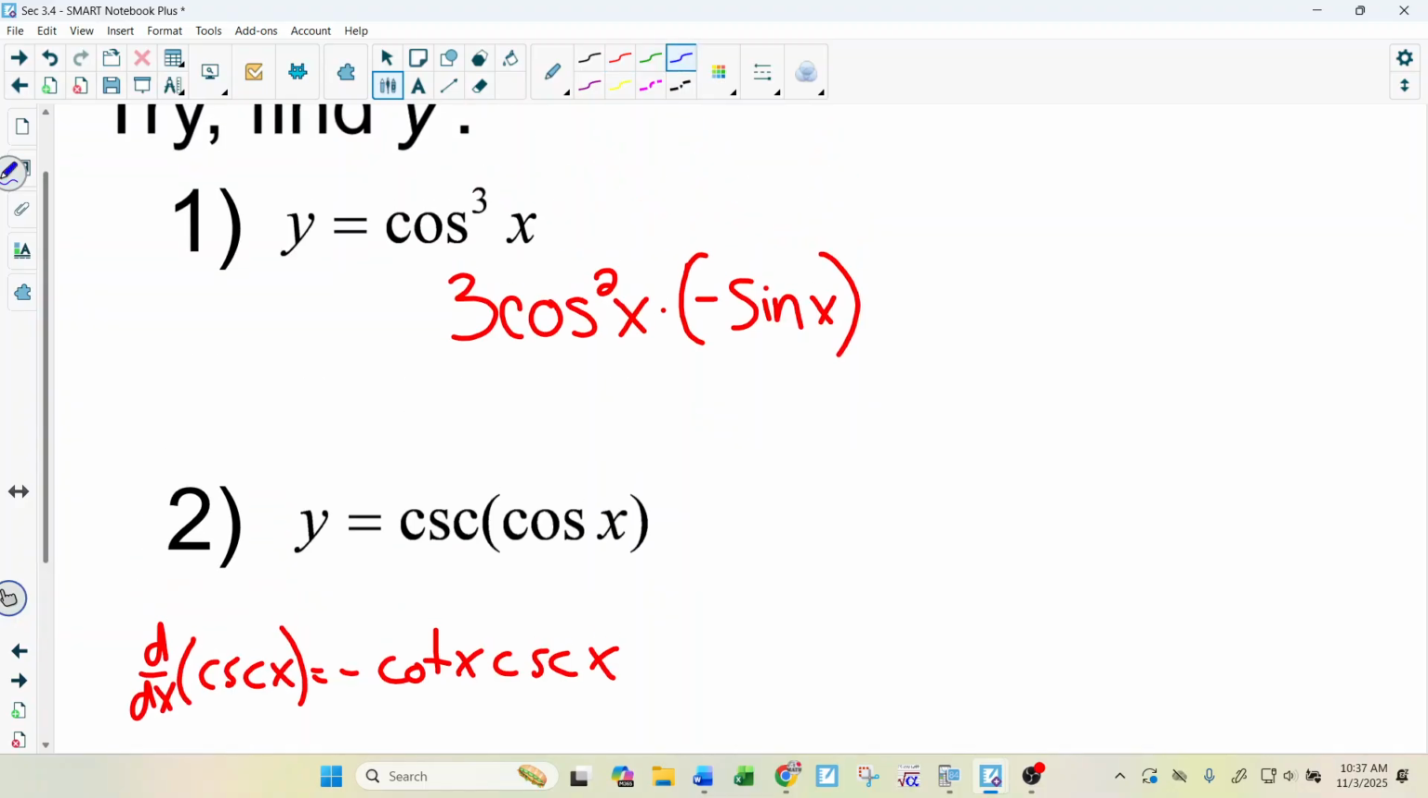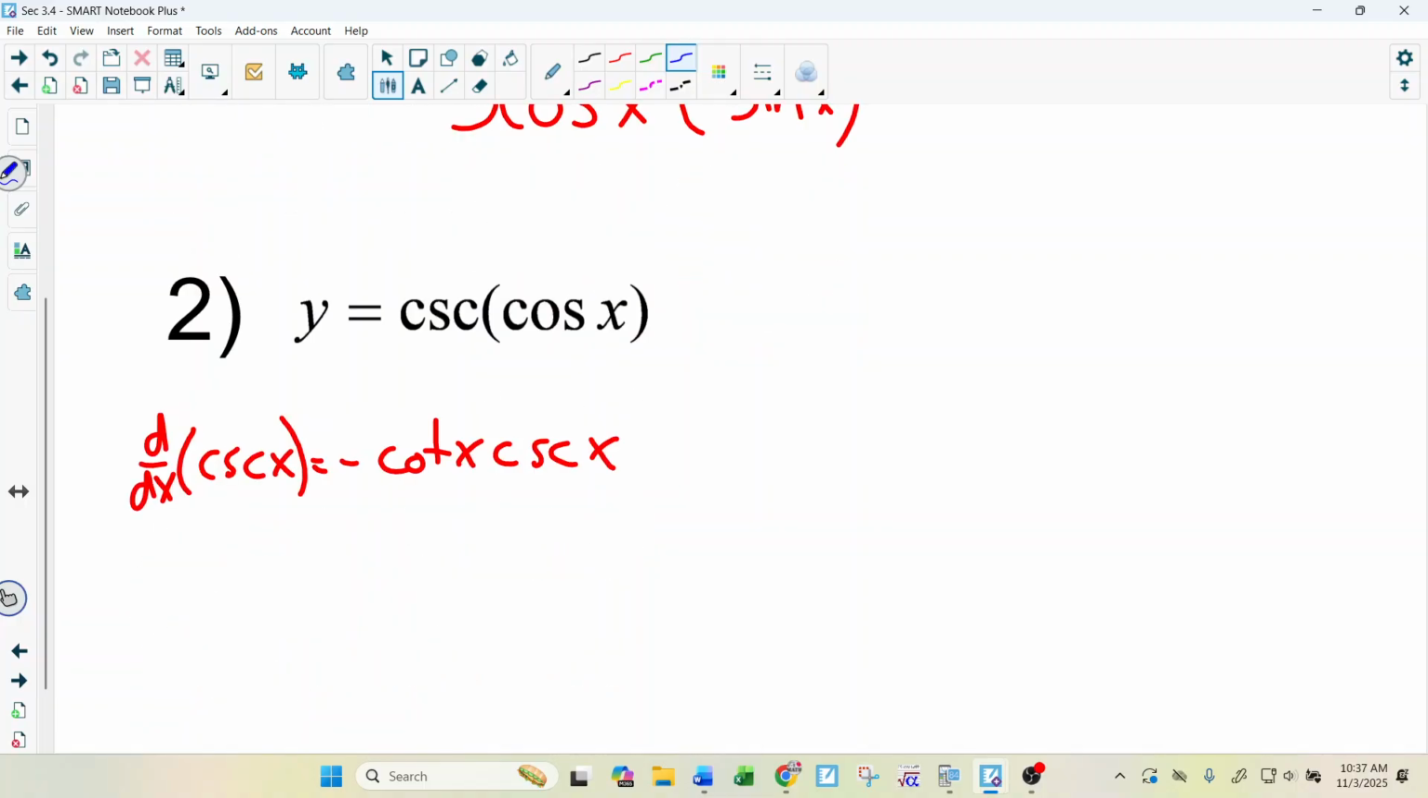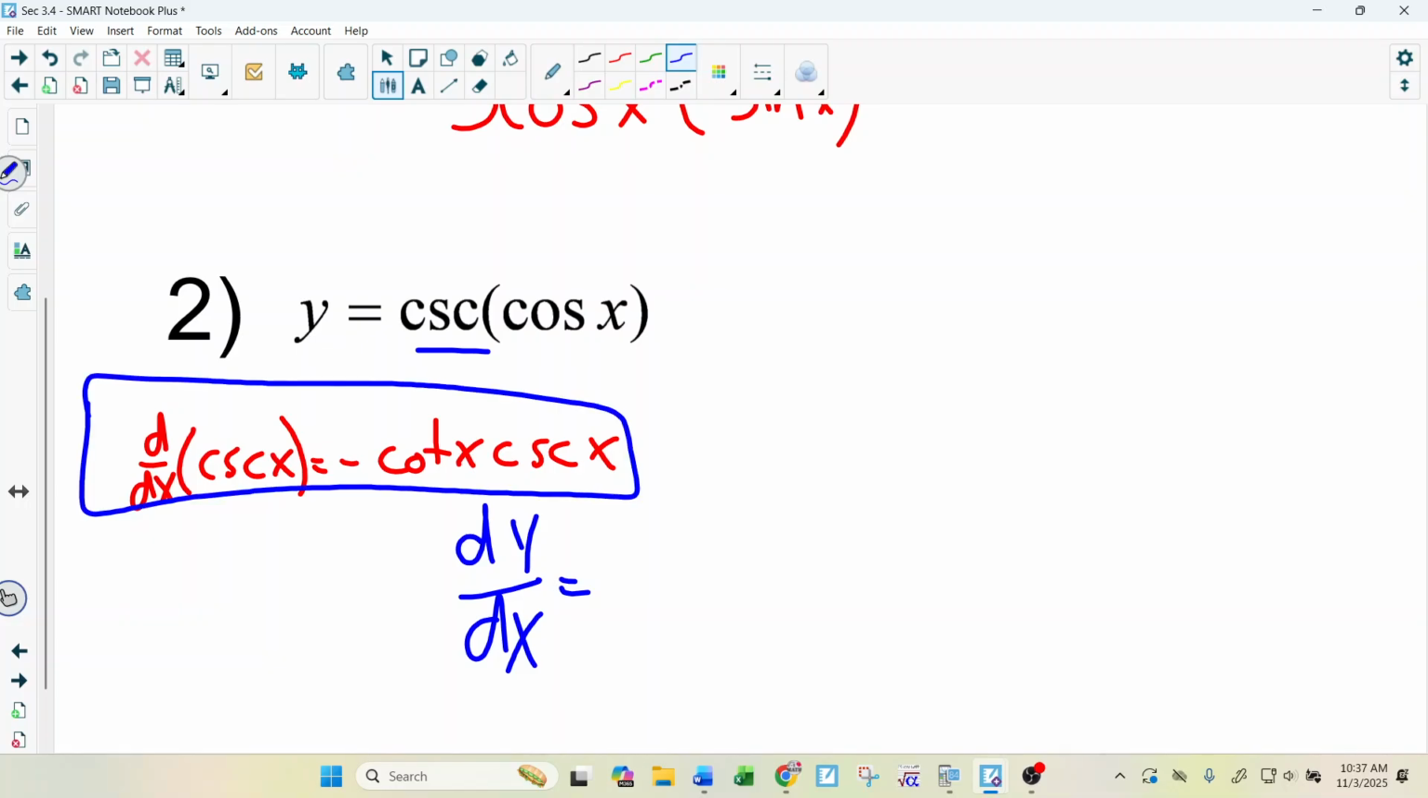All right, so the first one there is good. Bring down the 3, subtract 1. So that's 3 cosine squared times the derivative of the inside, negative sine. So the next one, what's the outside one? Cosecant. So what is the derivative of cosecant? What I gave it to you down here, right? It's negative cotangent cosecant. But because of chain rule, what is chain rule?